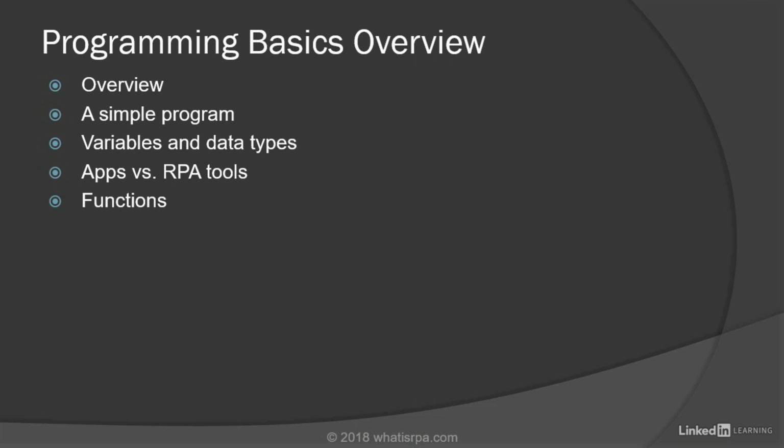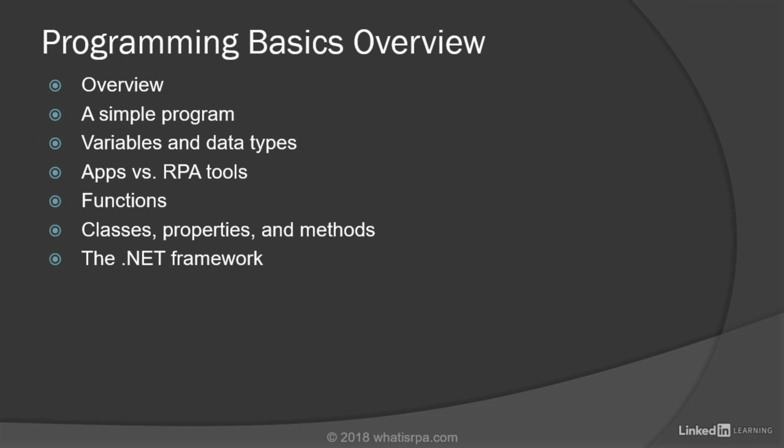We'll talk about functions, which simply means to break a process down into smaller parts. Then we'll talk about object-oriented programming concepts like classes, properties, and methods. And finally, I'd like to introduce you to the .NET Framework documentation because all of these things I've been talking about are documented there, and it's great to understand how to navigate the documentation so you can more effectively find objects and methods to use when you're using a modern RPA tool to get some work done.